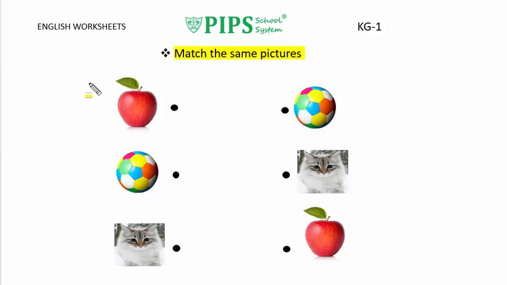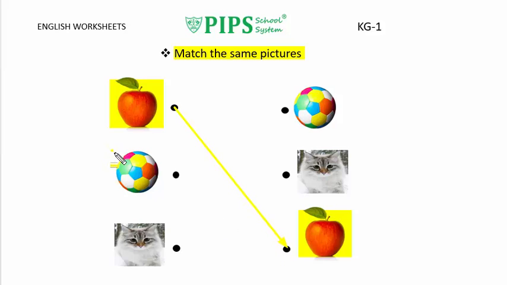Okay students, let's start. The first picture is apple. This is an apple. Let's see where is the second picture of apple. Here is the second picture of apple which is similar to it. Now we will match the apple with the same picture like this.